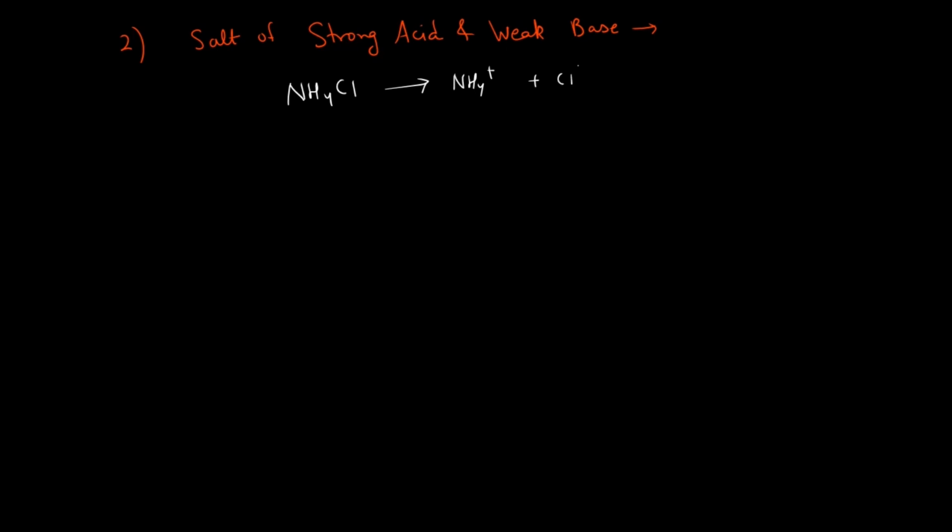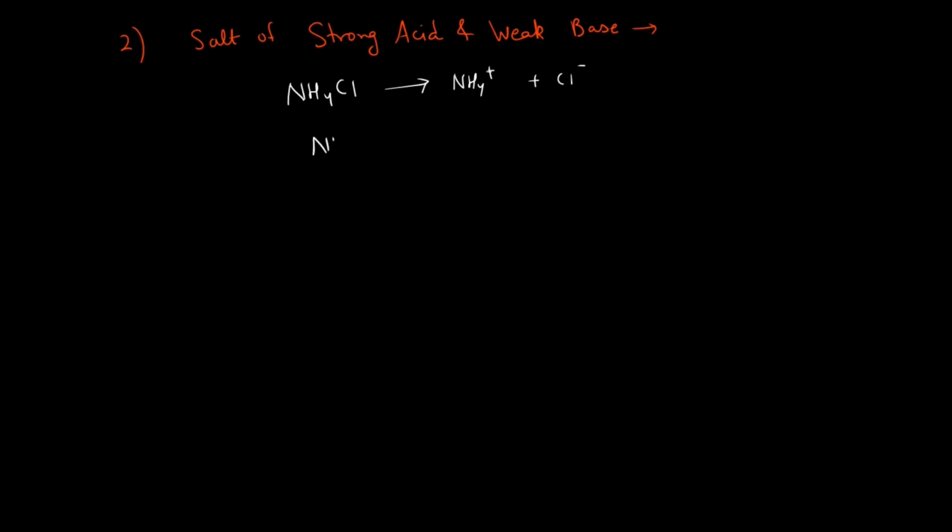Now another case: if we dissolve a salt of strong acid and weak base. For example, a salt of strong acid and weak base is ammonium chloride. So if we dissolve ammonium chloride in water, we will get ammonium ion and chloride ion.